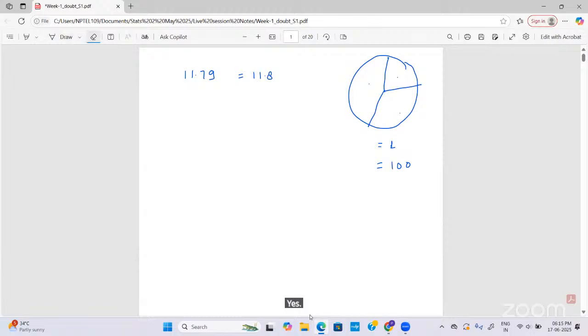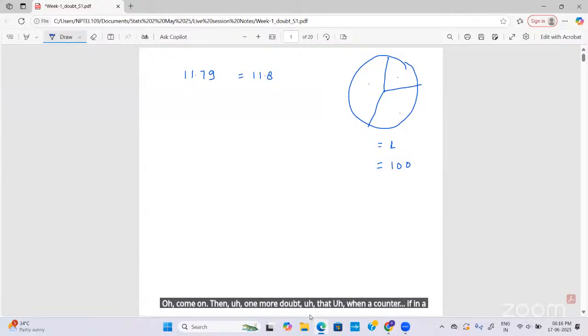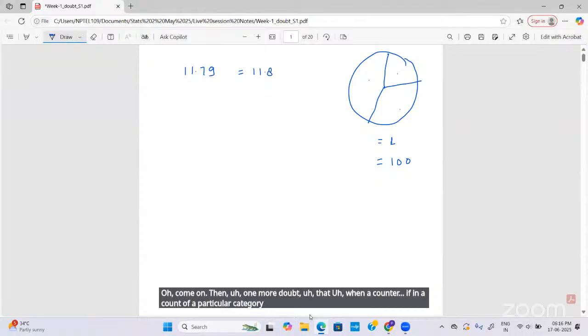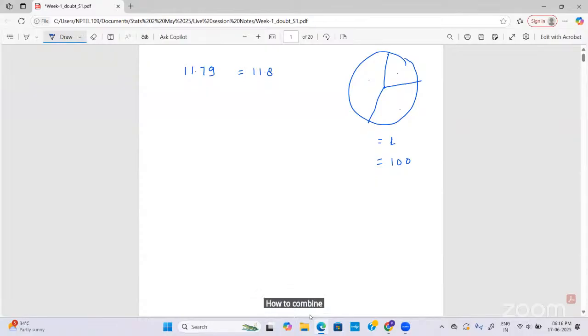So okay, this is the round off error. Ma'am, one more doubt: if the count of a particular category is negligible, how to combine that in a single bar?